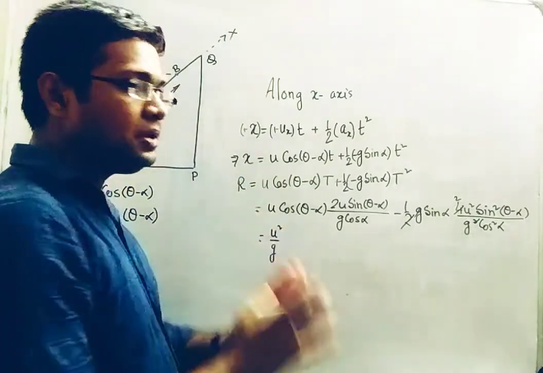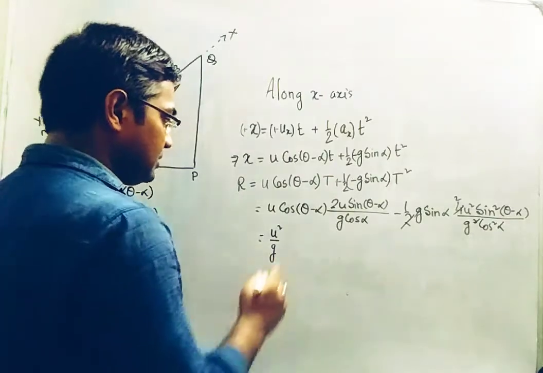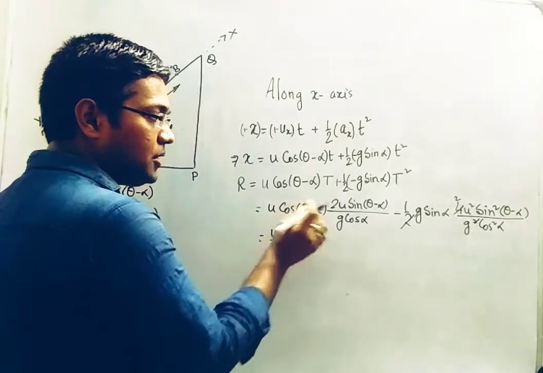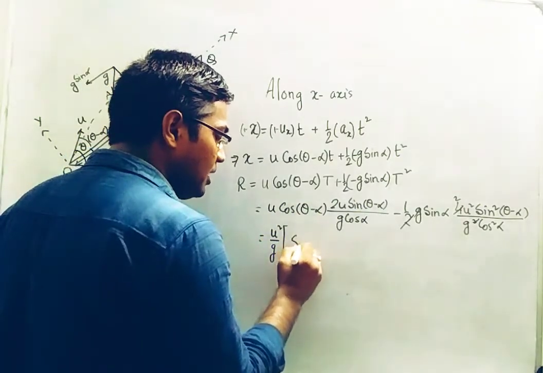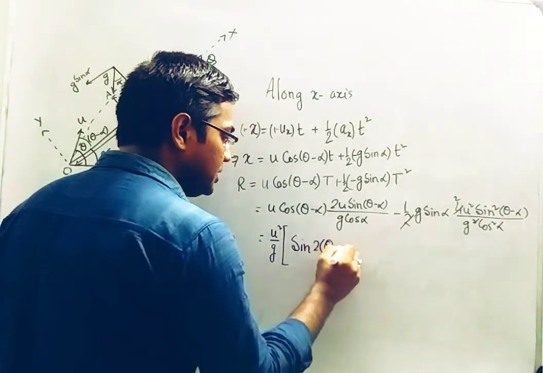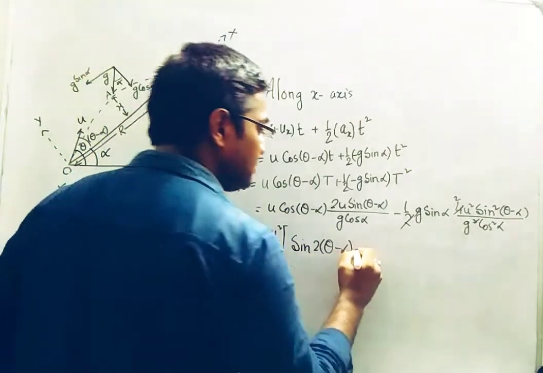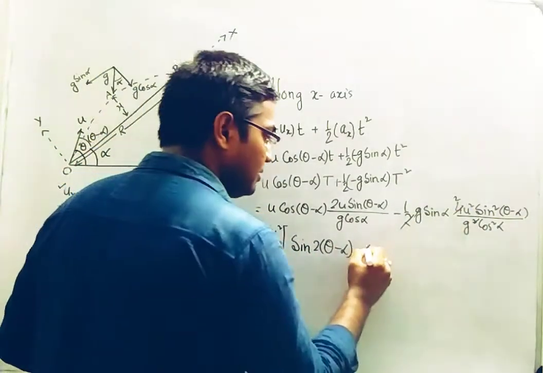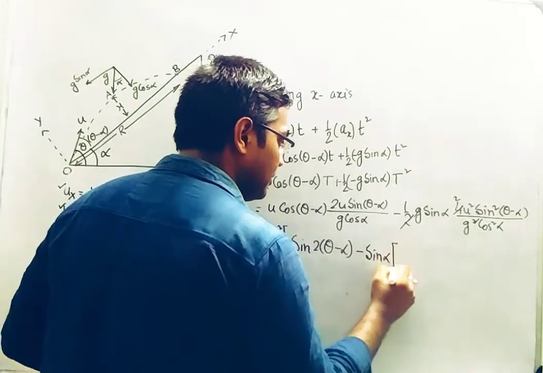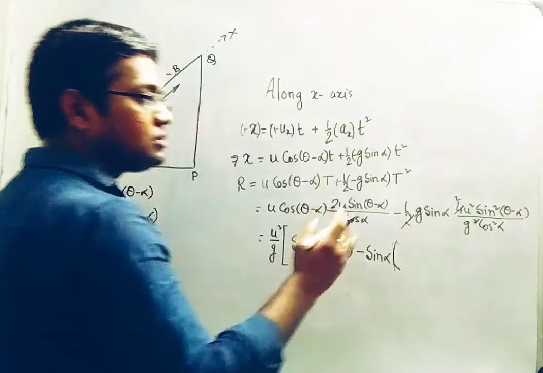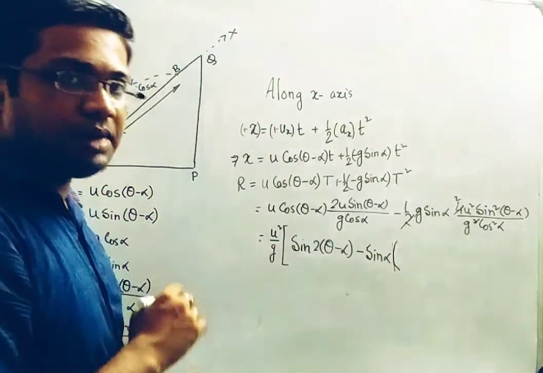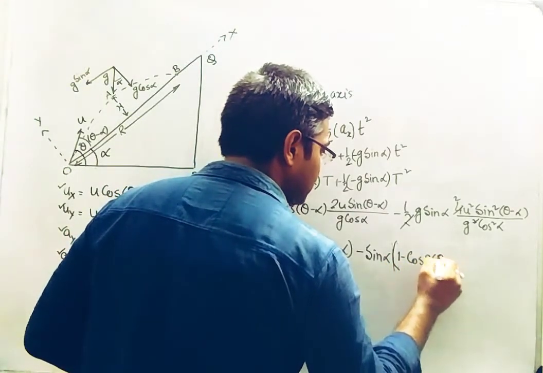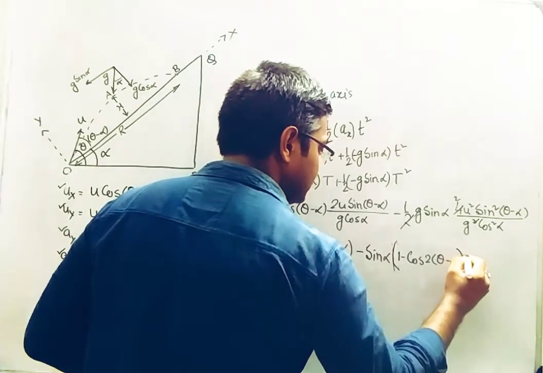Okay. Now we use the trigonometric relations. That is 2 sin theta minus alpha into cos theta minus alpha. 2 sin theta cos theta becomes sin 2 theta. So it will be sin 2 theta minus alpha, minus 2 sin square theta minus alpha. So 2 sin square theta minus alpha equals 1 minus cos 2 into theta minus alpha.